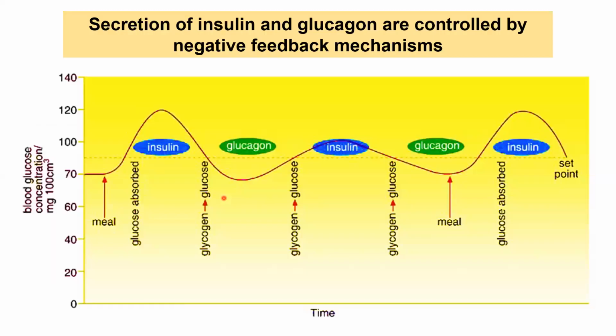And then ultimately the blood glucose level will be restored to the normal level. Okay, so here you can see the negative feedback mechanism related to insulin and glucagon. You have taken a meal, and the glucose level will be increased. Ultimately, insulin is going to be released, which will lower the level. When the level is lower, glucagon is going to be released, which will convert glycogen into glucose, and so on. And the condition will be maintained towards the set point.